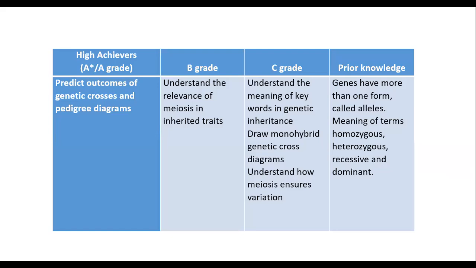Prior knowledge, you should know that genes have more than one form, and these are called alleles, like we've already discussed. So we have potentially at least 2 different forms of it, maybe 3, 4, 5, it just depends. You should also understand the meanings of the terms homozygous, heterozygous, recessive, and dominant.